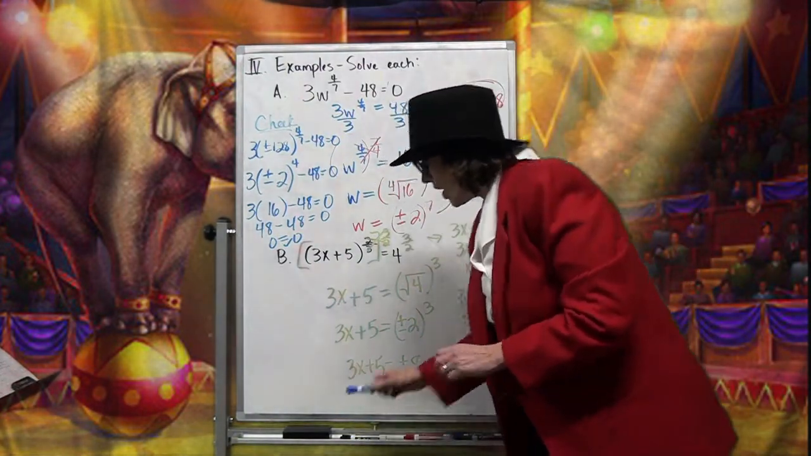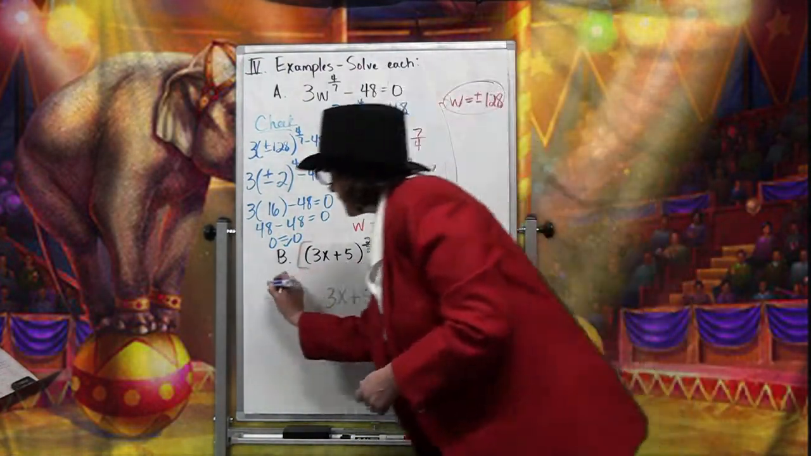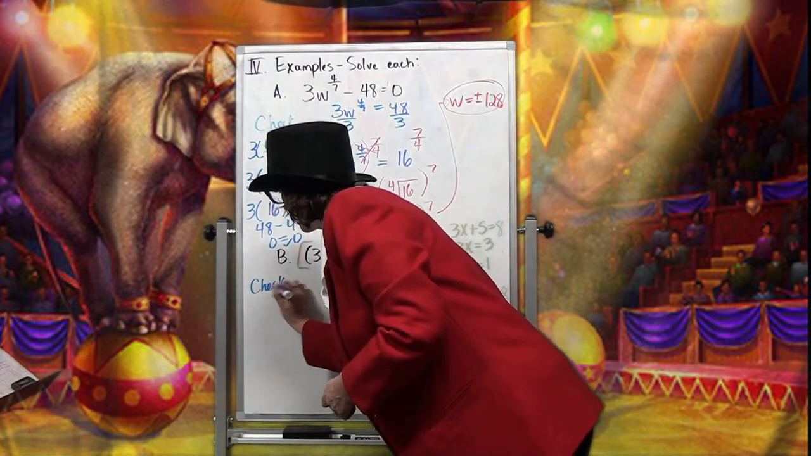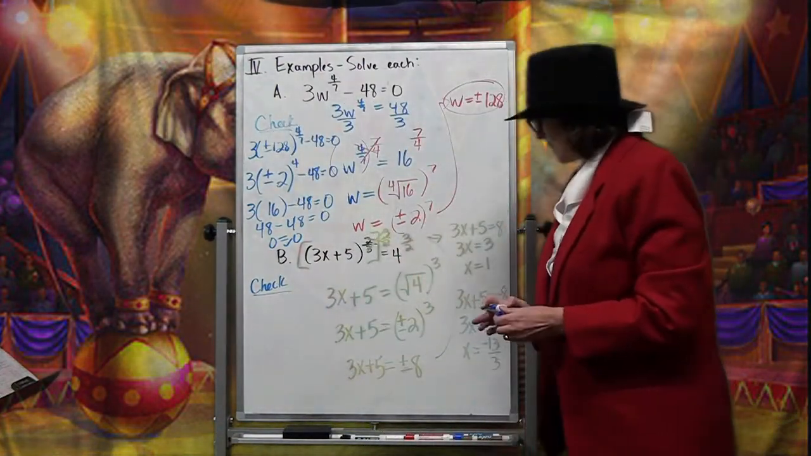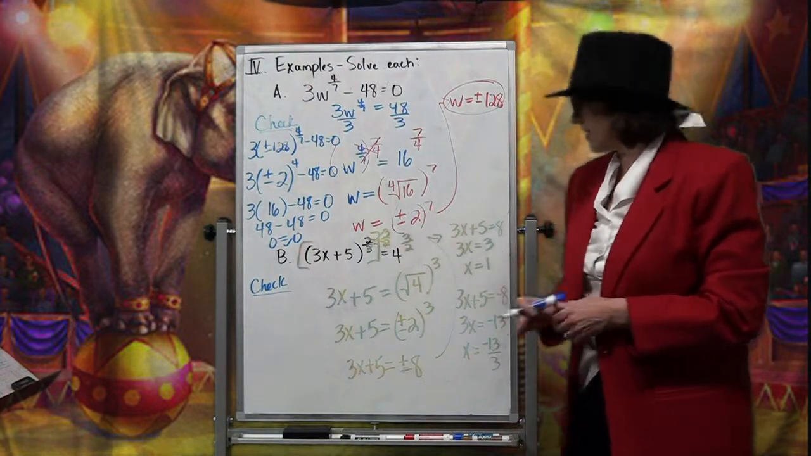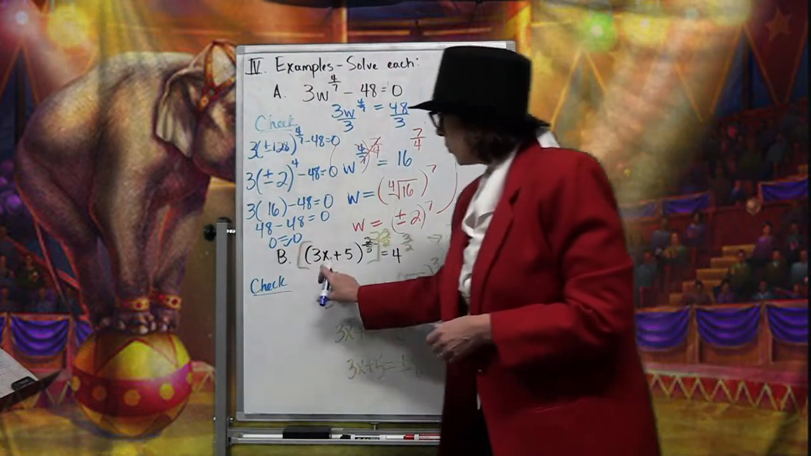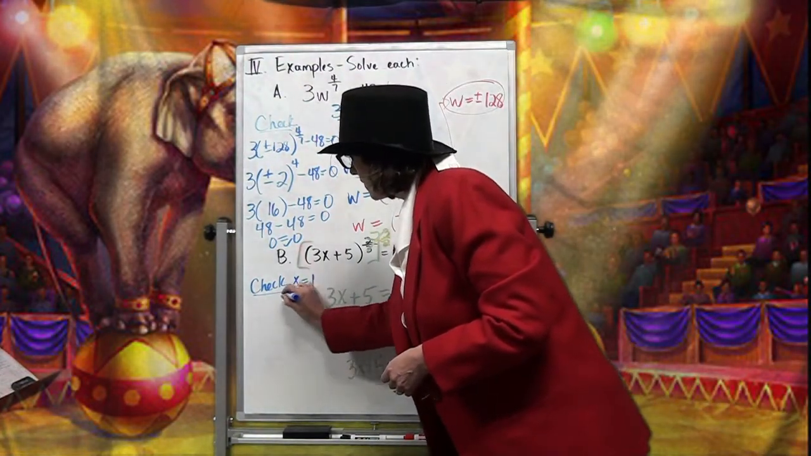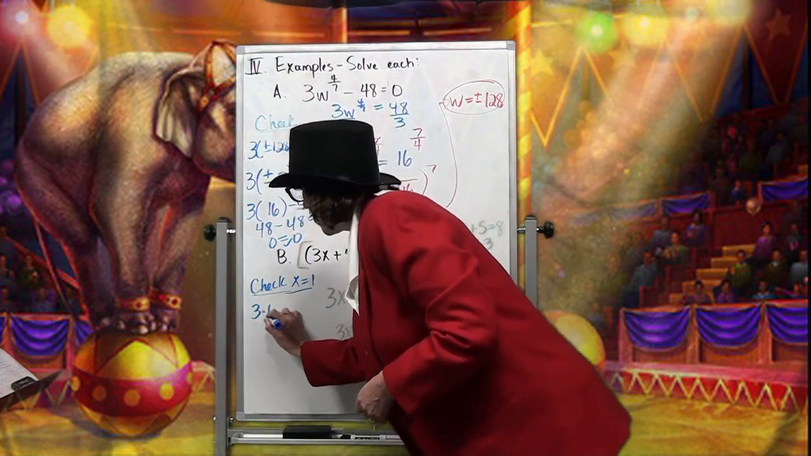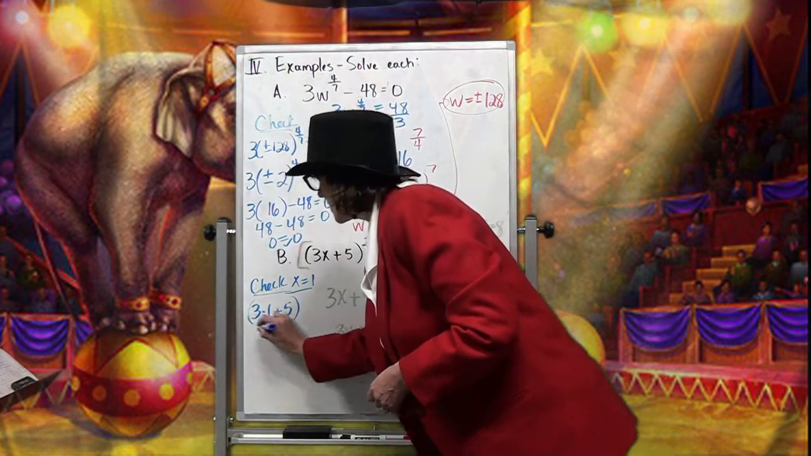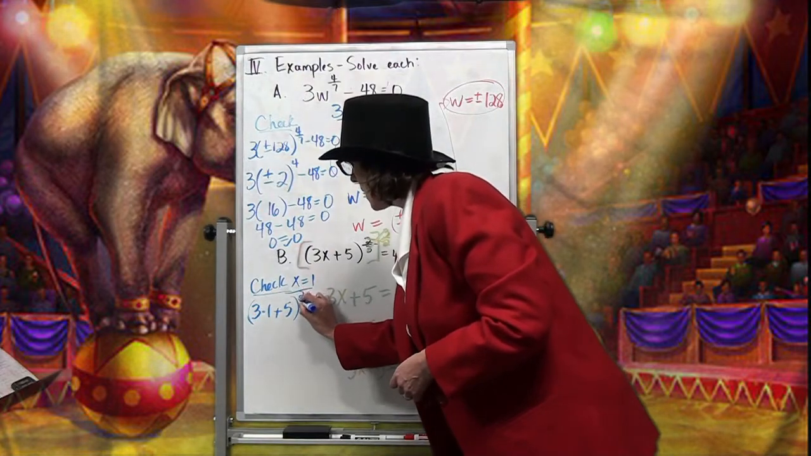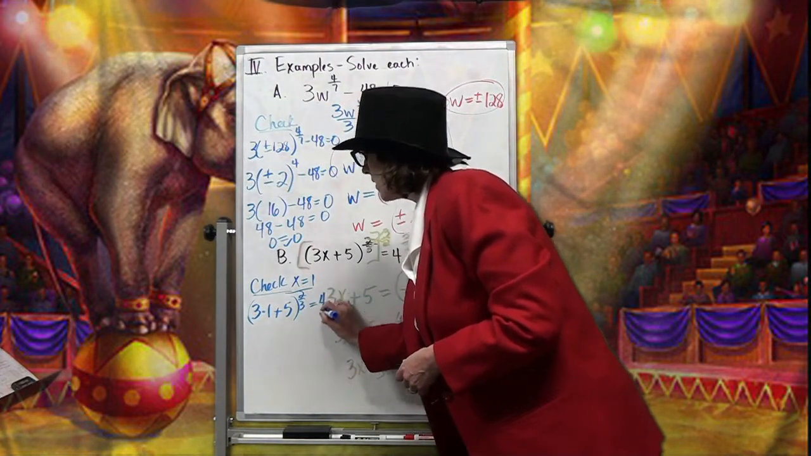So when I go to check, I can't check both of these at the same time because this is not an issue of a plus minus. So when I go to check the 1 and I put the 1 in here, that's going to be 3 times 1 plus 5 in the parentheses. I'm going to raise that to the 2/3 power, and once I do that, I better get a 4.